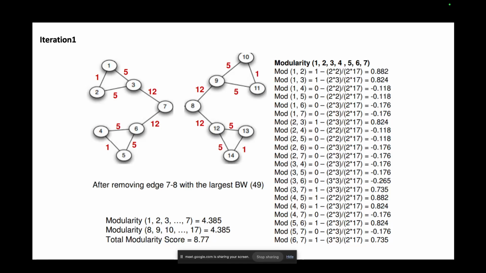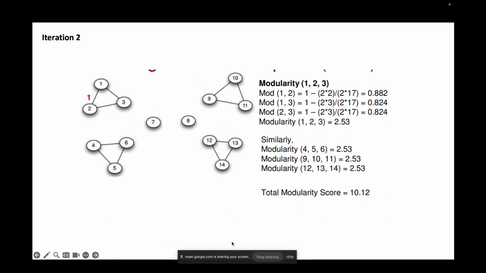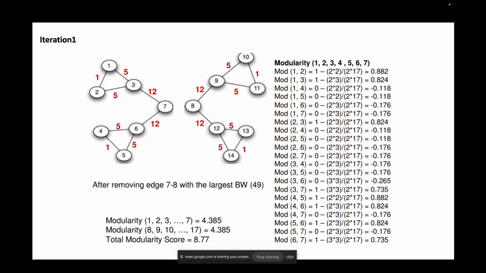This is your first iteration. You have broken down this particular edge, and then you have calculated modularity of these individual clusters, and then you have added them up, which comes to 8.77. Now, if you do not know if you want to stop here, there might be other communities inside these two communities. Now, how will you know that?